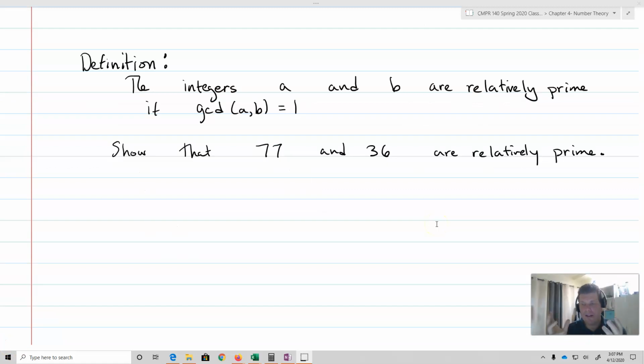Now we want to construct another really important definition, and it's the idea of being relatively prime. So the integers a and b are relatively prime if the GCD of a and b is equal to 1. All right. So basically, if we find that the greatest common divisor of the two is 1, then we have two relatively prime numbers. They, by themselves, are not prime. It's just they don't share any factors. That's basically the idea. So no sharing of factors.